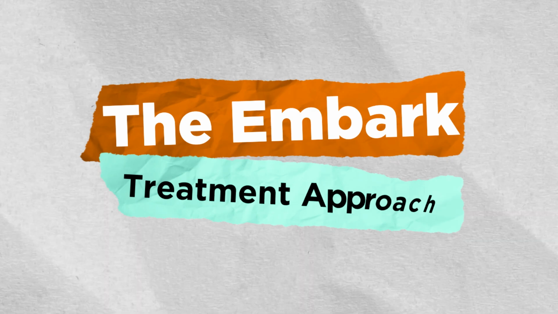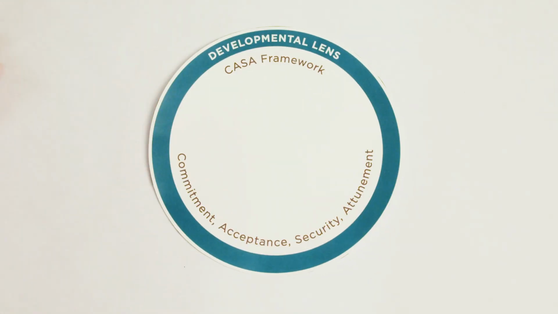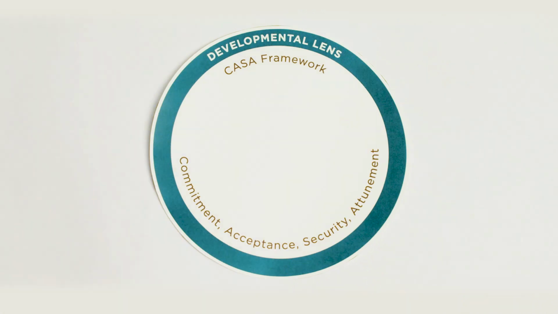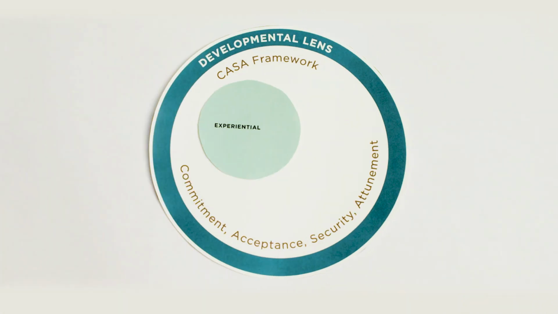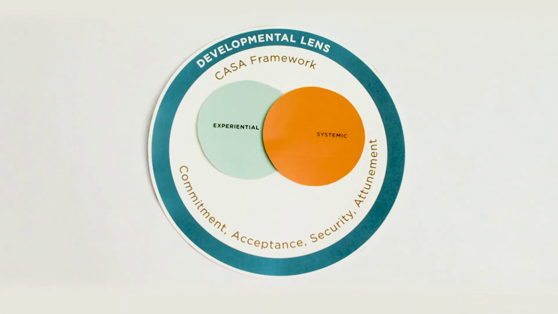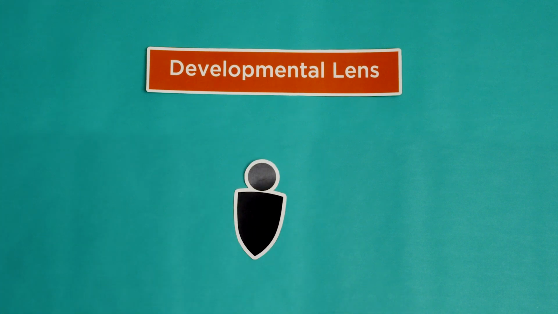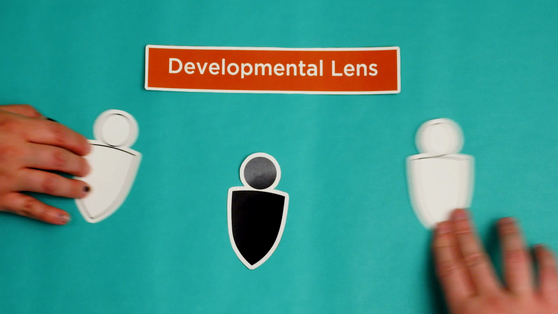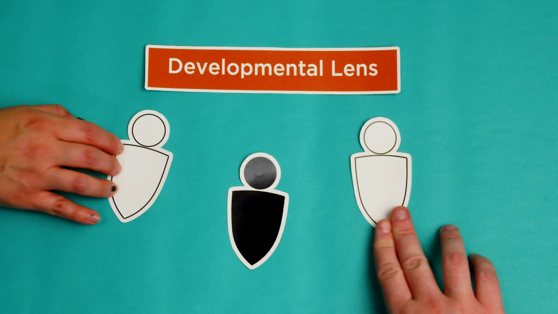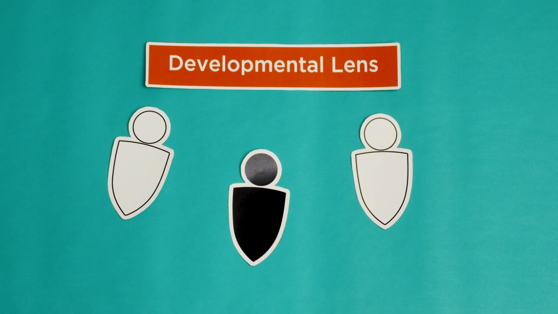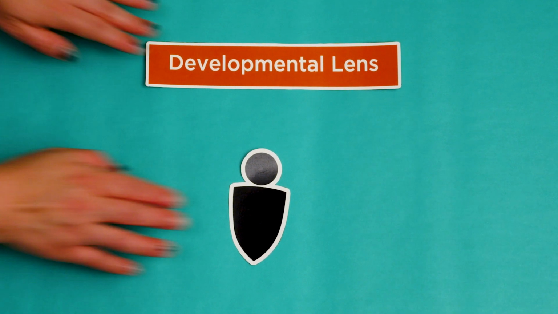The Embark treatment approach focuses on 6 key concepts: the developmental lens, the CASA developmental framework, an experiential approach, a systemic approach, the use of outcomes-driven treatment, and therapeutic relationships. Every person along the lifespan is in the process of development, and that's what allows us to treat not only the client, but the parents and that entire system that they're a part of.